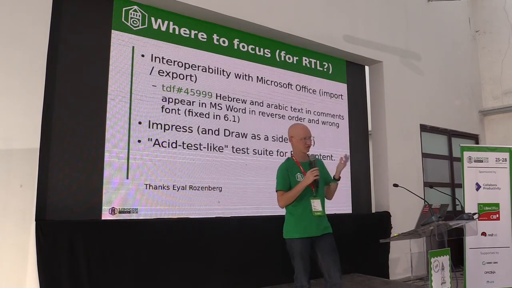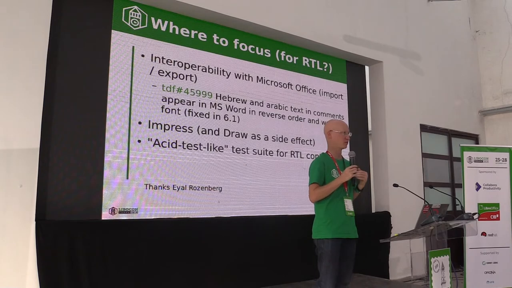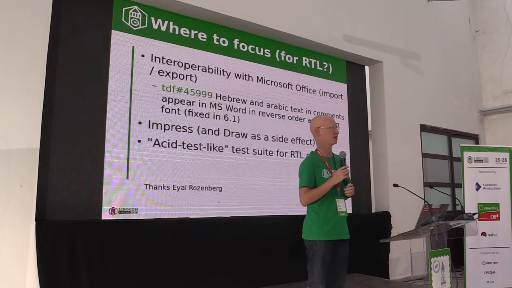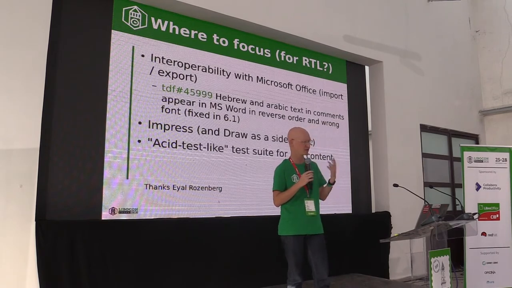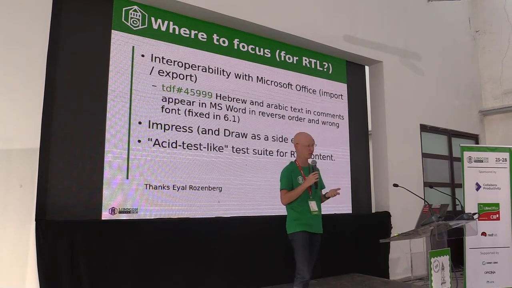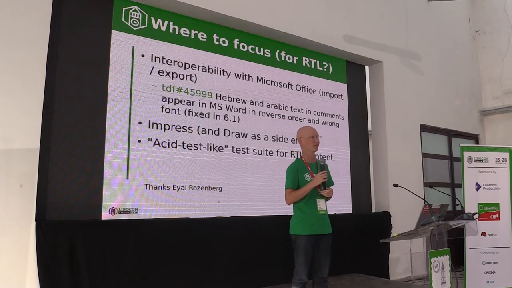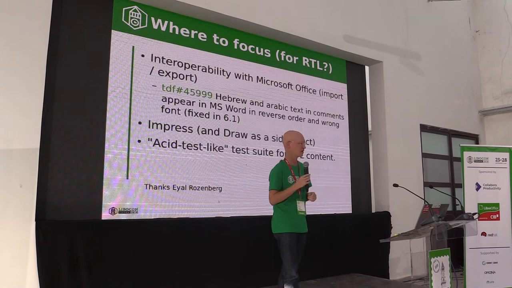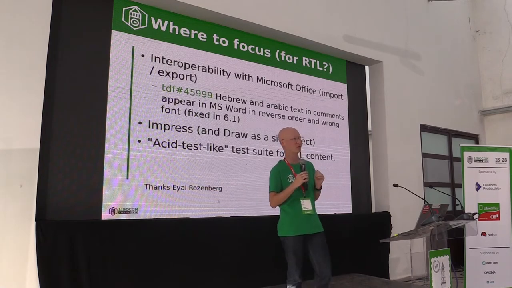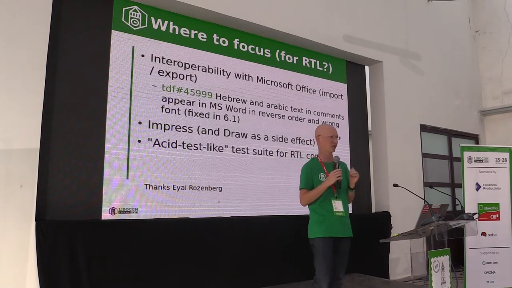Where to focus for the next versions, because our top bugs get reduced, which we're very happy about. Some of the next issues we see with our users are mostly interoperability issues with Microsoft Office, import and export. Mikos just entered, used to do a lot of RTF and some other filter fixes for us, which was great. We still see some issues, but their importance goes lower and lower.